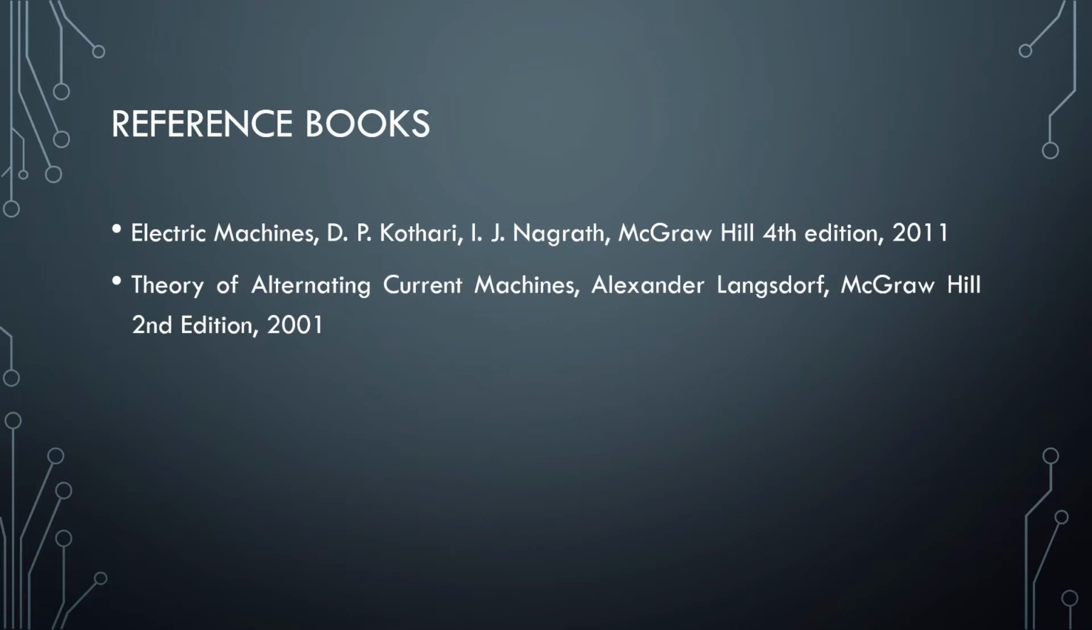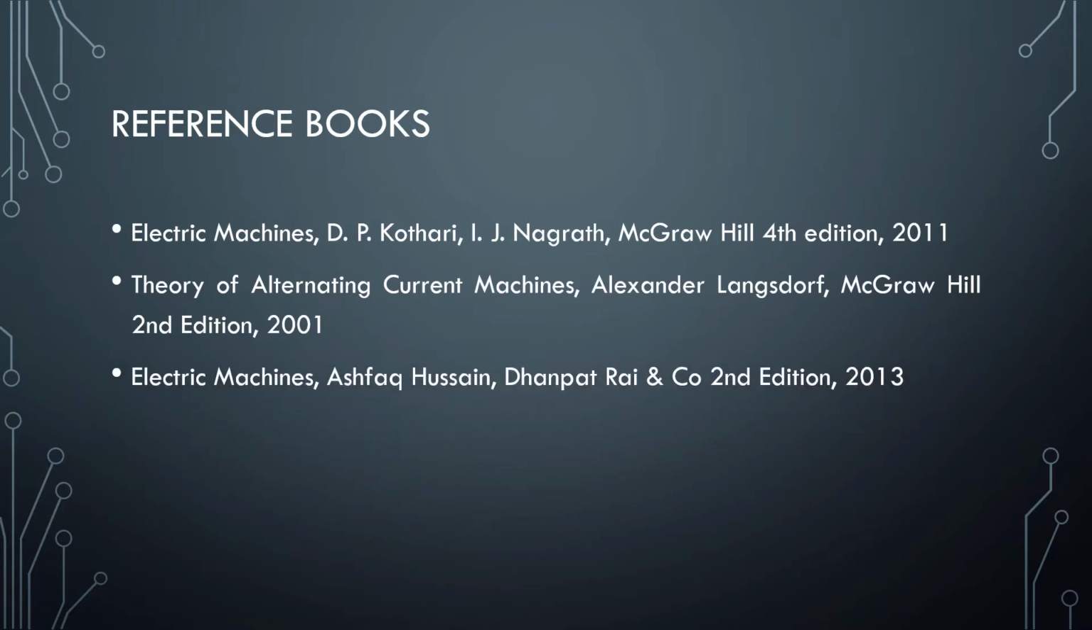The third book is a simpler English book which is easier to understand. It is Electrical Machines by Professor Ashfaq Hussain, published by Dhanpat Rai and Co., second edition, 2013. The link for this book also will be put up in the description. So these are the things which we will be dealing with in our upcoming classes.